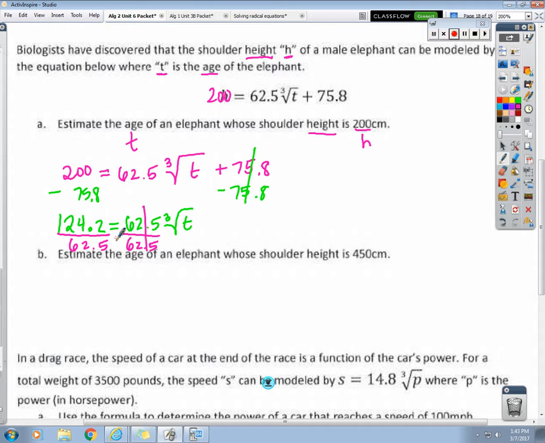Okay, so 2 equals the cube root of t, and so now to solve for t, what would we do? Cube it. And then we cube this side, and so those cancel out, so t, which represents the age of the elephant, is 8 years. Okay, now I want you to try B by yourself.